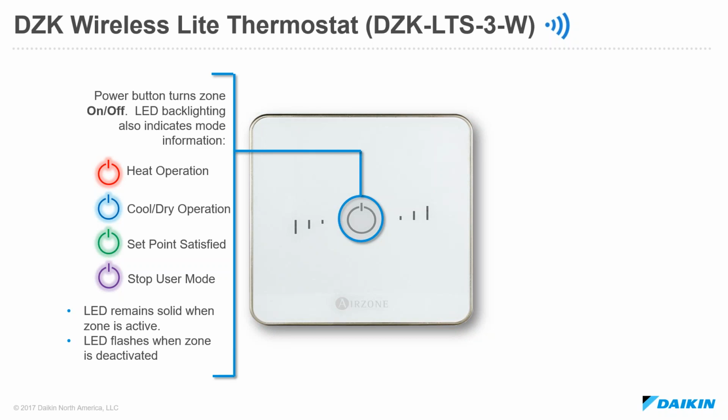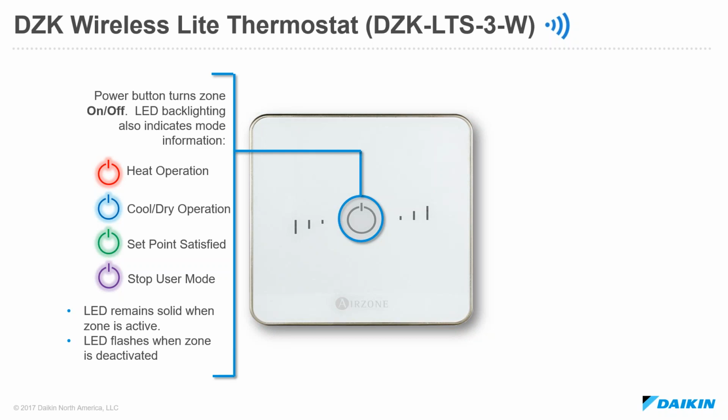If that power button is red, that means the zone is in heating mode. If the power button is blue, that means the zone is actively in the cool or dry mode of operation. Once that set point is satisfied, you would see that power light turn green. And if the stop user mode has been implemented, that power light turns purple. So that power light also helps the user understand whether or not the zone is actually on and active.